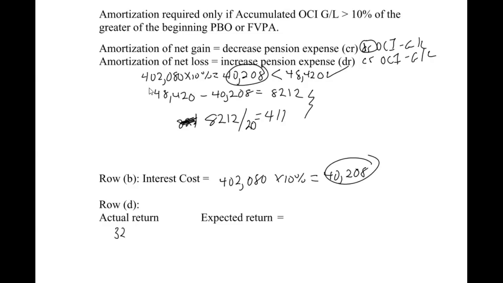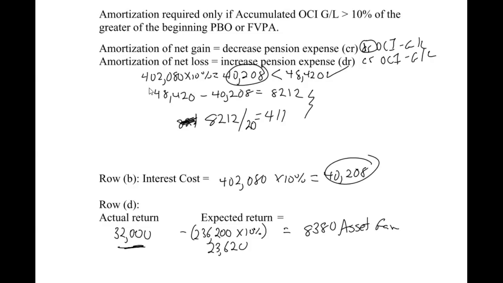All right, so then remember we need to do the asset gain or loss. So we have an actual return given as 32, and then remember we're comparing that to the expected return. Remember, the expected return is the beginning plan assets times the expected return. Okay, so that's 23,620. All right, so that's 83,80. Once again, the actual return is greater, so that's a good thing. So this is going to be an asset gain when we get over to our worksheet. All right, so we pretty much have all the math done.